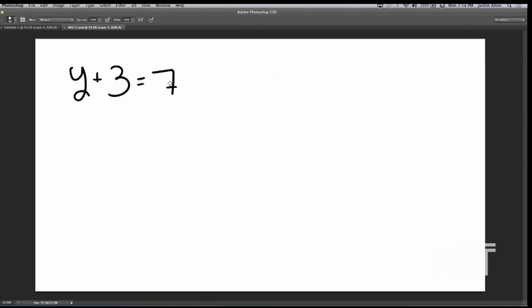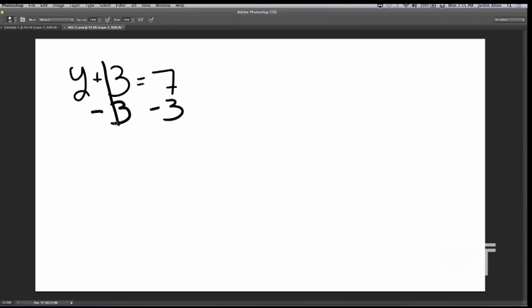If you notice, the variable and a whole number are on one side of the equation and 7 is on the other side. Following the properties of equality, if we subtract 3 from the left side of the equation, we have to subtract 3 from the right side. We did this because the opposite of adding 3 to y is subtracting 3. What we do to the left side of the equation, we also have to do to the right side.